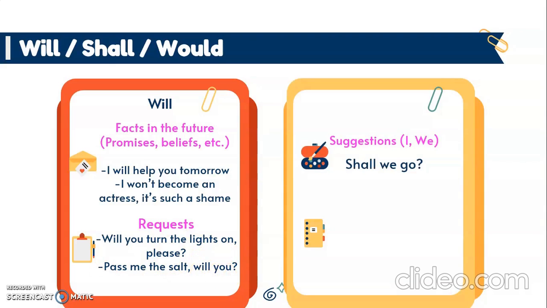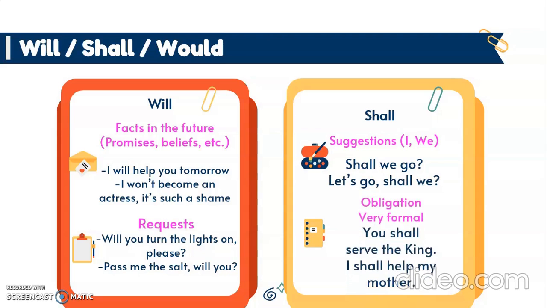Okay, here we have shall. Shall is used to make suggestions. Shall we go? Let's go, shall we? And we also use shall in really formal situations. You shall serve the king, I shall help my mother. In really formal situations, we can conjugate shall with all the subjects, but for suggestions, we conjugate shall only with I and with we.